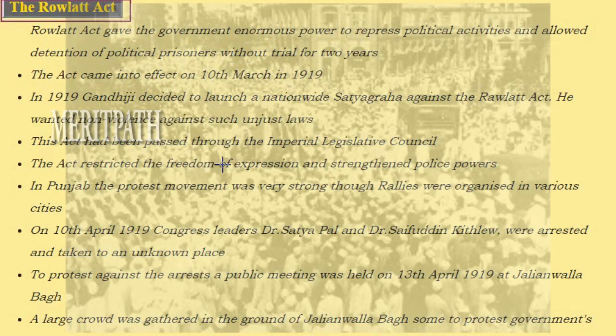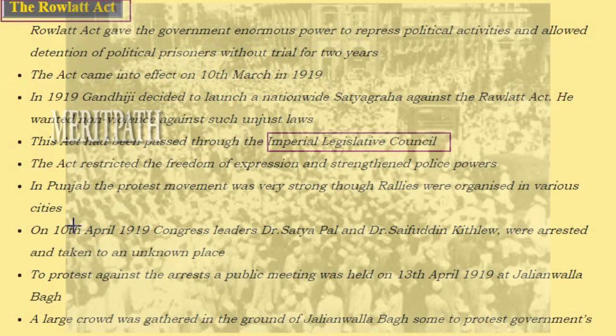The Rowlatt Act gave the government enormous power to repress political activities and allowed detention of political prisoners without trial for 2 years. This act came into effect on 10th March in the year 1919. In 1919, Gandhiji decided to launch a nationwide Satyagraha against the Rowlatt Act. He wanted non-violence against such unjust laws. This act had been passed through the Imperial Legislative Council. The act restricted the freedom of expression and strengthened police powers.